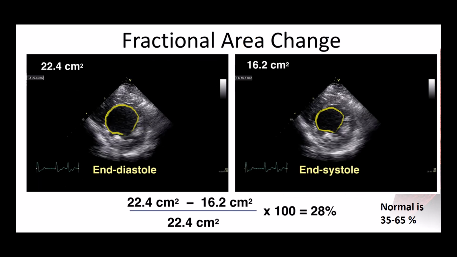And this is an example for fractional area change. So if you have the end diastolic area of 22.4 and the systolic is 16.2, it will be a fractional area change of 28%, which indicates low ejection fraction.